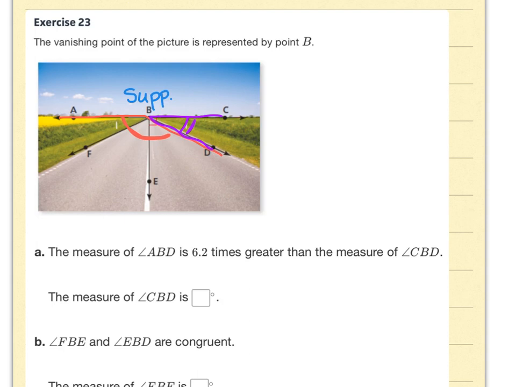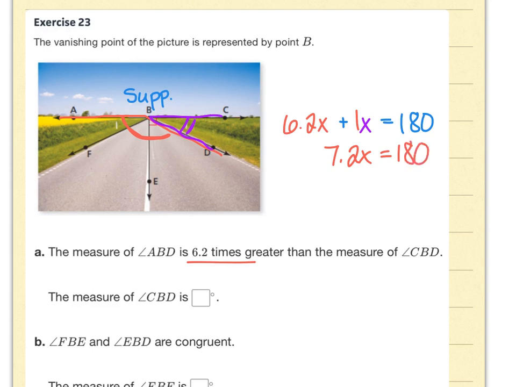So I know that the red angle plus the purple angle has to be 180 degrees. So I'm going to use the fact that the red angle is 6.2 times greater. So let's assume the purple angle is just x. If the red angle is 6.2 times greater than that, I would say the red angle is 6.2x. And because they're supplementary, that means when I add them together, I should get 180 degrees. So let's do a little bit of algebra here. If I add 6.2x with 1x, that's going to give me 7.2x equals 180 degrees. And so using my calculator, I just divide 180 by 7.2.